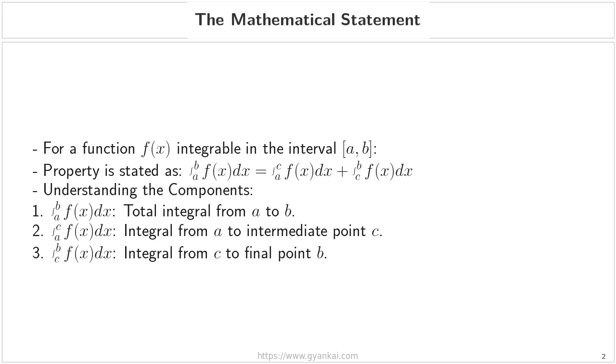So, the property simply states that the total area is the sum of these two smaller areas. This will be incredibly useful when we encounter functions that are defined differently over different intervals, like absolute value functions or piecewise functions, which we'll see in the upcoming slides. Remember, c just needs to lie between a and b for this property to work.